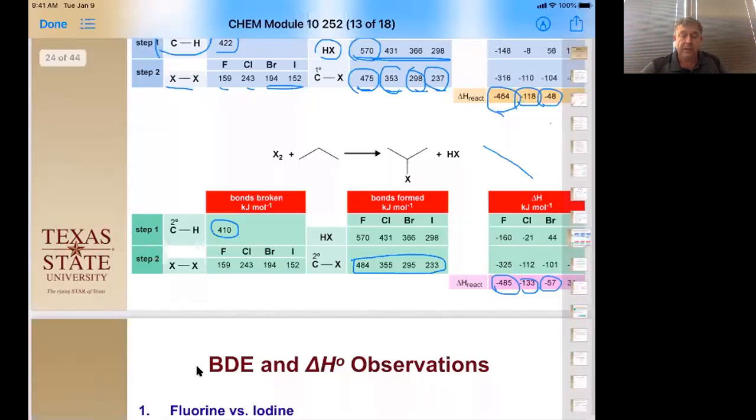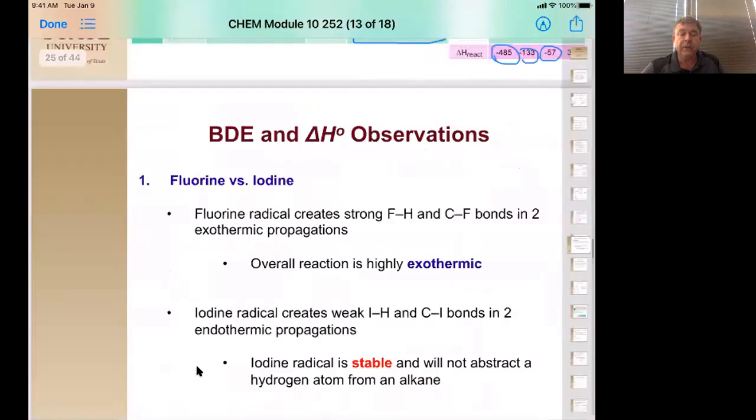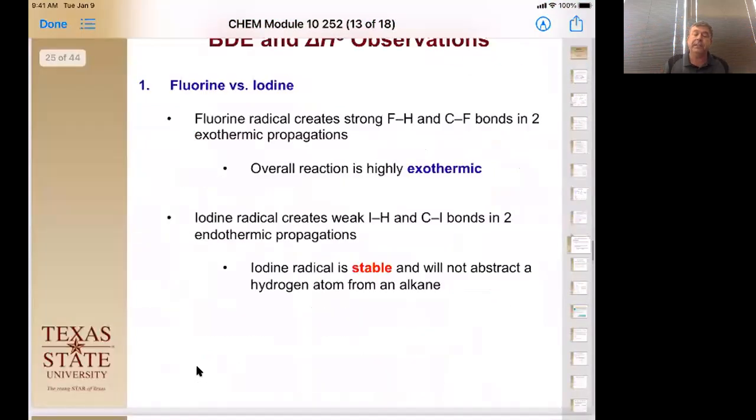Okay. So the first thing we note is that the fluorine reaction is very exothermic and the iodine reaction is actually endothermic. And it has to do with the idea that the iodine radical is actually stable and there's no driving force for it to go and extract the hydrogen. So that's the big difference between the fluorine and the iodine.